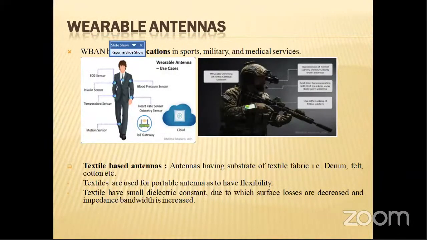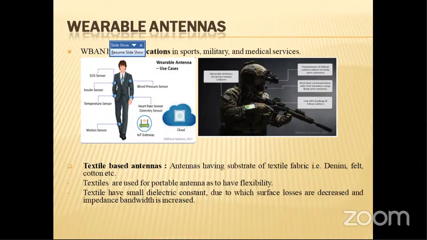Now, what are wearable antennas? The antennas which are wearable by human bodies are wearable antennas. The applications of wearable antennas are in sports, military, and medical services. In this figure, we have the human body surrounded by wearable antennas: ECG sensor, insulin sensor, blood pressure sensor, temperature sensor, heart rate sensor, motion sensor. The whole body is surrounded by wearable antennas. Similarly, in military, this army combat gear has been surrounded by wearable antennas all over.